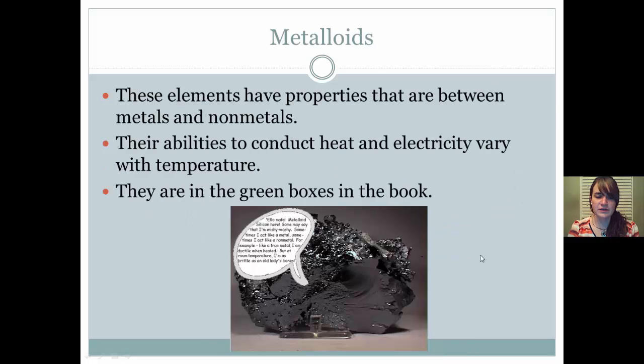And our last little thing we're going to talk about are the metalloids. These ones are kind of in between metals and nonmetals. They're not quite metals, they're not quite nonmetals, so we call them metalloids. They have the ability to conduct heat and electricity sometimes. This depends on the temperature, and it depends on the element. If they're in extreme temperatures, they might be able to conduct that heat or electricity. Very cold temperatures, maybe not. Again, that depends on their temperature, and they are represented in the green boxes in your book, maybe on your periodic table as well.